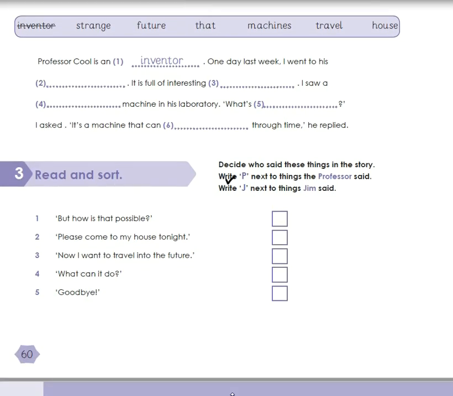Activity 3. Read and sort. Decide who said these things in the story. الآن هذه اقتباسات من القصة، عليك معرفة من القائل الجملة، وتكتب P. Write P next to the things the professor said لو كان الكلام قالوا البروفيسور، write J next to the things Jim said، ولو كان جيم اللي قايل الأشياء تضع حرف J فقط. But how is that possible? Please come to my house tonight. Now I want to travel into the future. What can it do? Goodbye. عليك الآن وضع الحرف طبقا للقائل هذه العبارة.